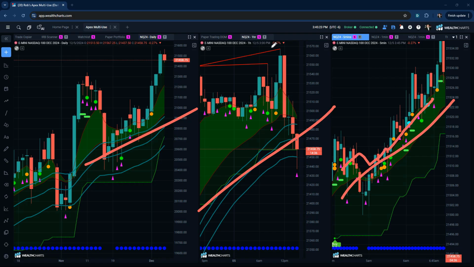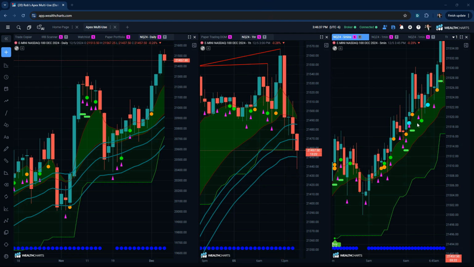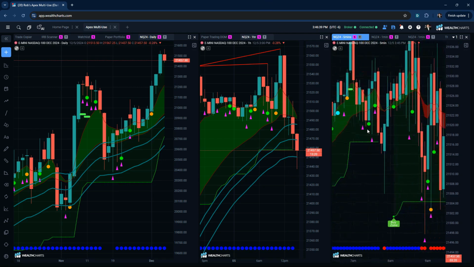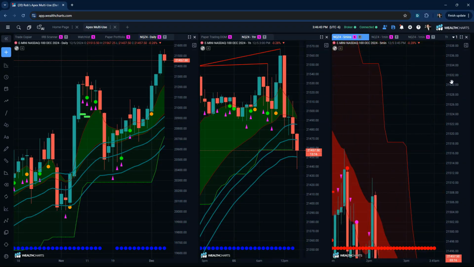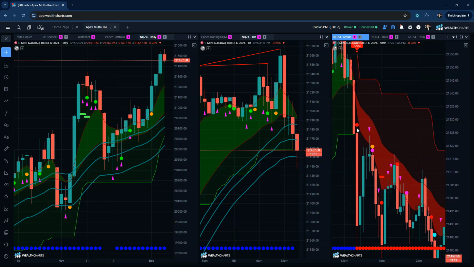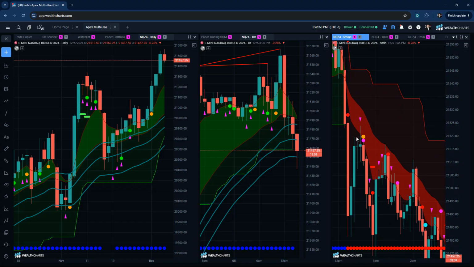Then all of a sudden, later in the morning, around that 11 o'clock, 12 o'clock time frame, you'll notice that we end up having negative divergences. So let's fast forward over to that. We end up having negative divergences here at that time, and then the market rolls over to the sell side.